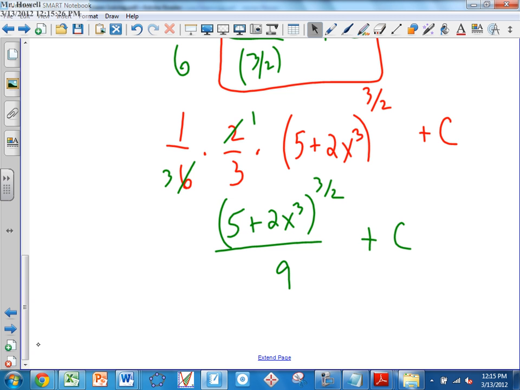You know how I gave you guys u? I said let u equal this. Some problems in your textbook that I gave you for homework tell you what to use for u, to kind of step you through the process. But over time, you'll figure out there's certain times you should use it and certain times you should not.